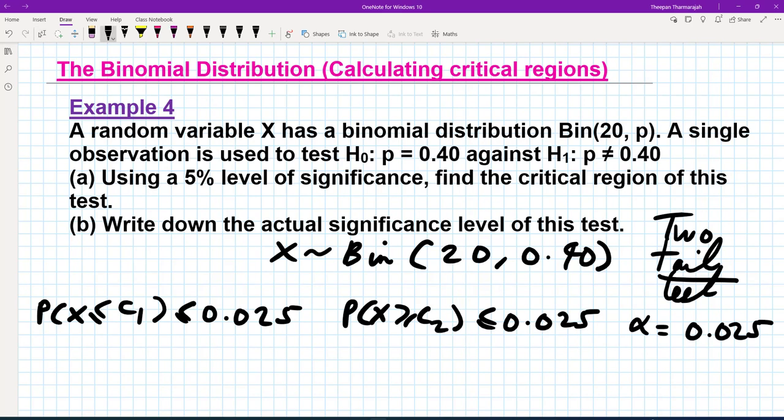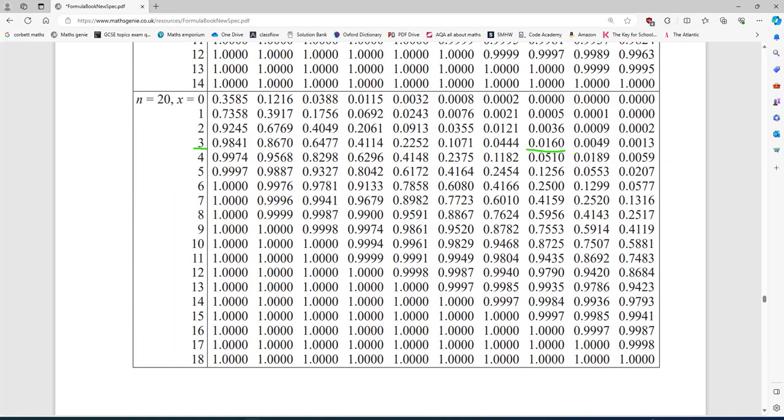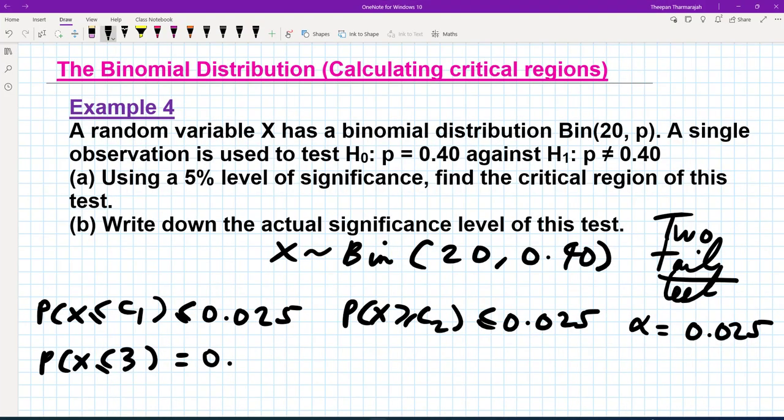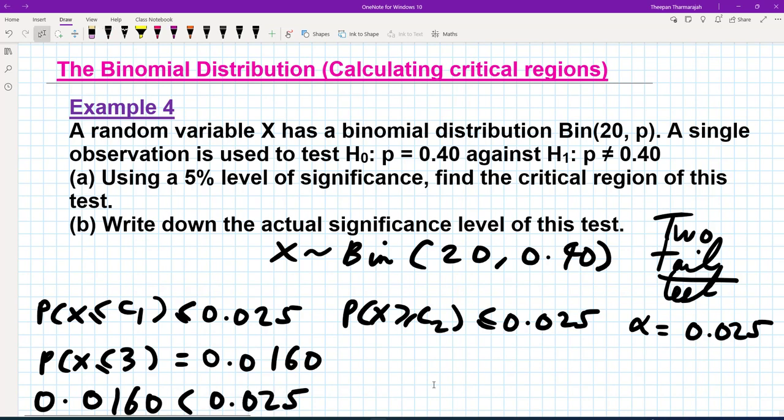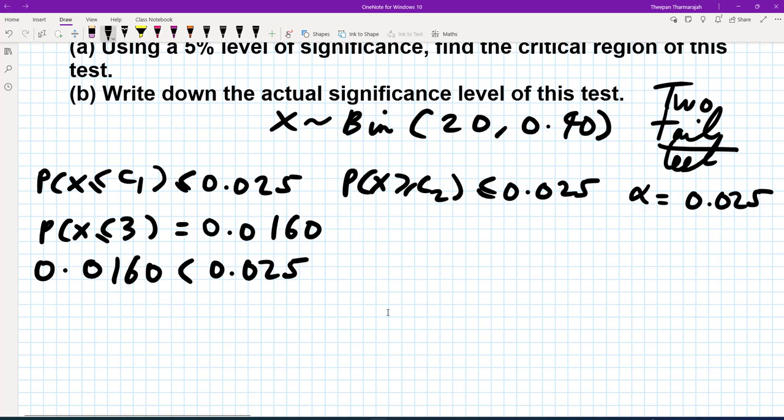So let's write that down. So the probability that X is less than or equal to 3 is equal to 0.0160, because that value is less than 0.025. So we can write that down, that 0.0160 is strictly less than 0.025. So we can conclude from that point that the critical region is that X is less than or equal to 3.